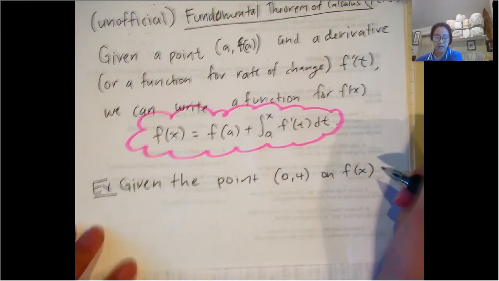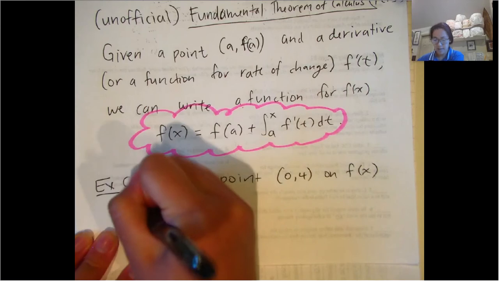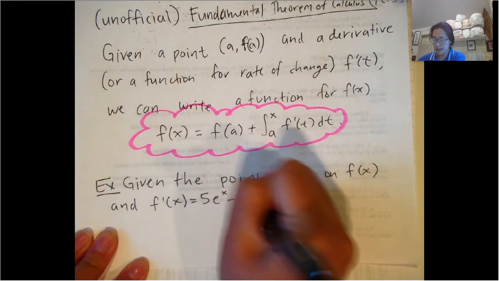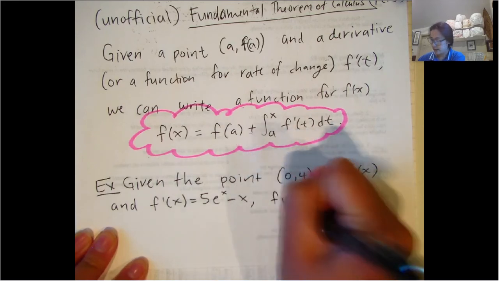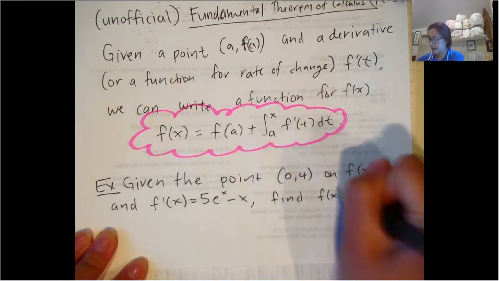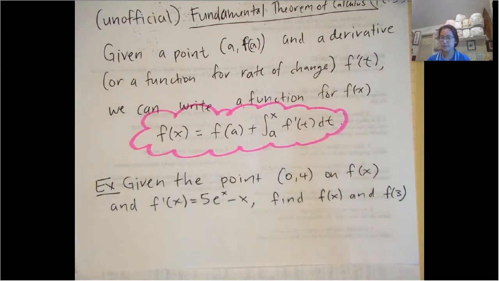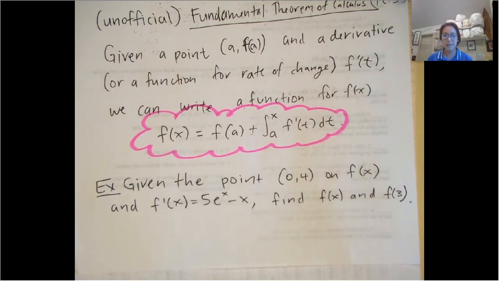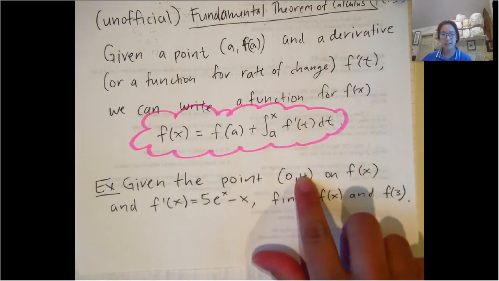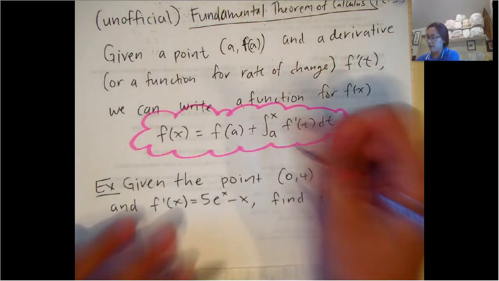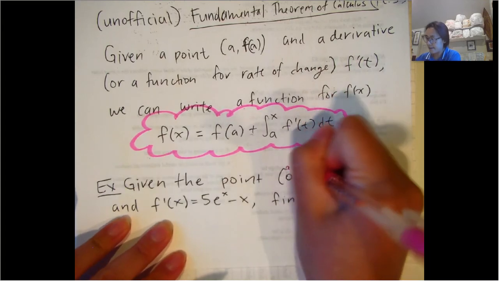So given the point 0, 4 on f of x, and f prime of x equals 5e to the x minus x, find f of x and f of 3. Okay, so finding f of x would just be plugging into this formula here. So we'll go ahead and do that. So basically, if it says the point is 0, 4, then that's your a and f of a. Okay, so let me go ahead and label that. So 0, 4, this is just a and f of a.